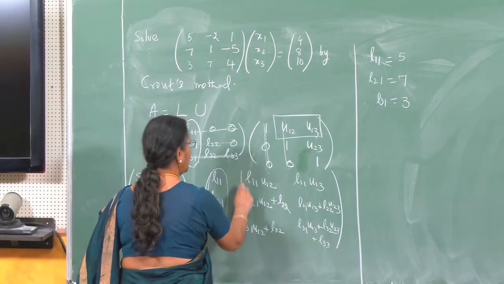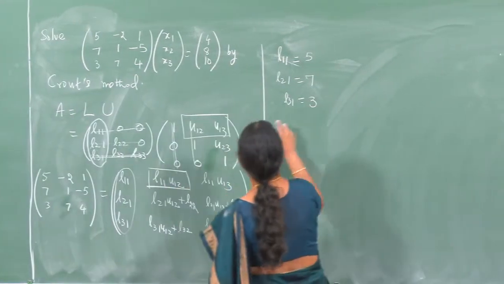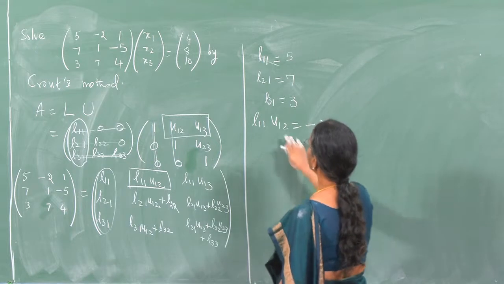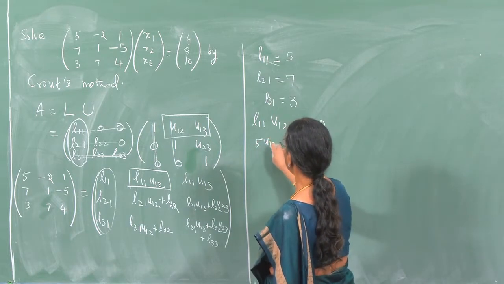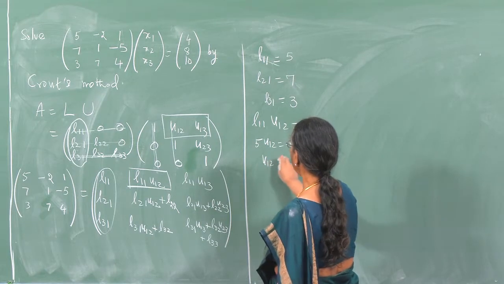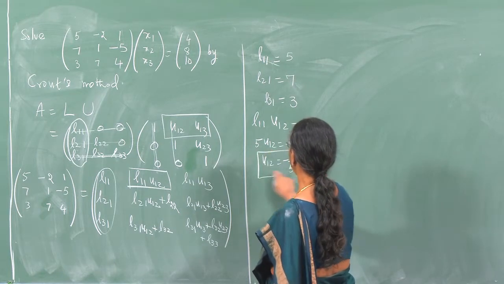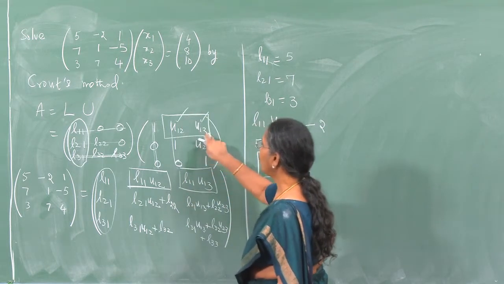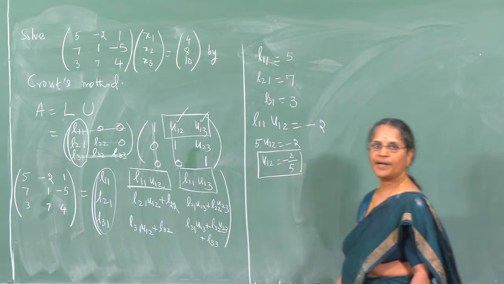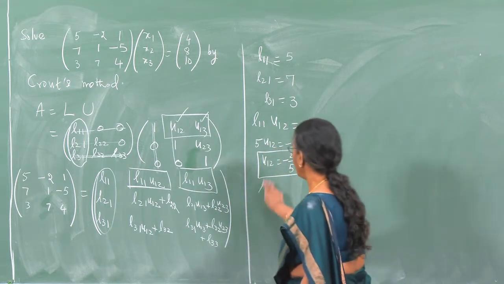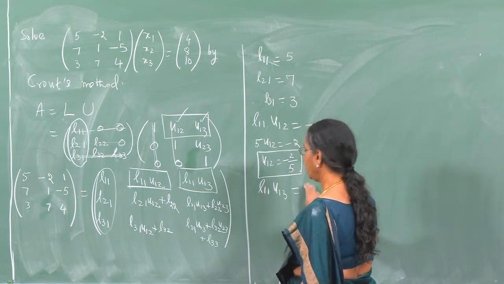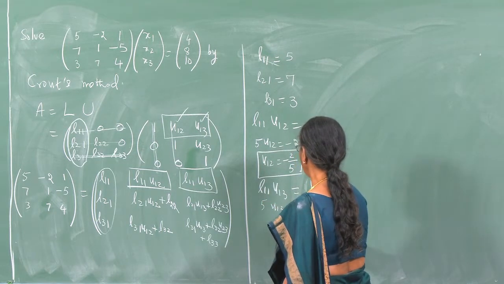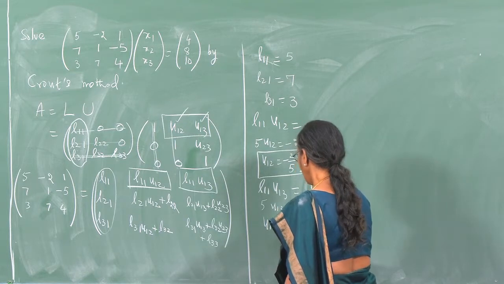So, what should we do? We should equate L11 into U12 to be minus 2. Just now we computed L11. So, 5 U12 is minus 2. So, U12 is minus 2 by 5. Then I move over to the next entry because that will determine U13, which is in the first row of the upper triangular matrix. So, that gives you L11 U13 to be 1. L11 is 5, and so we have U13 to be 1 by 5.